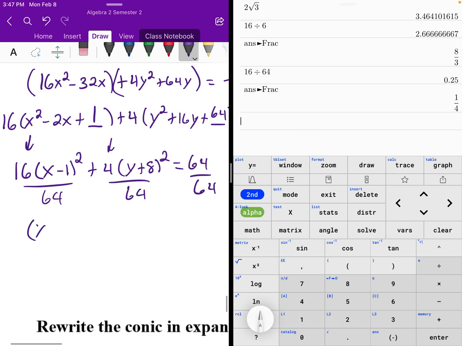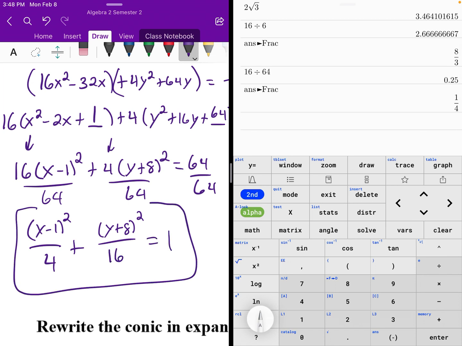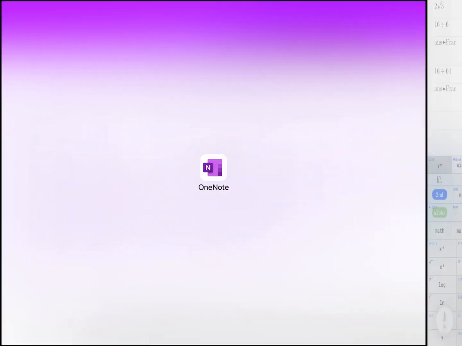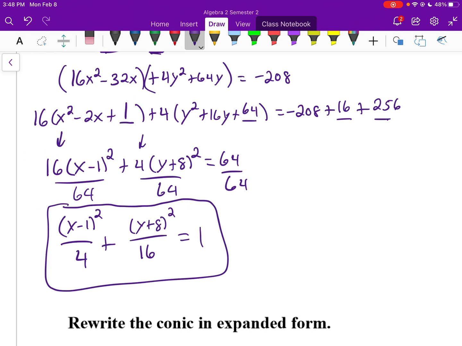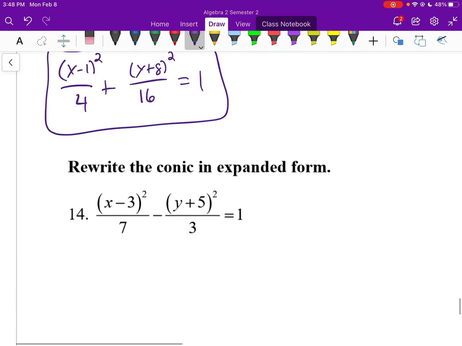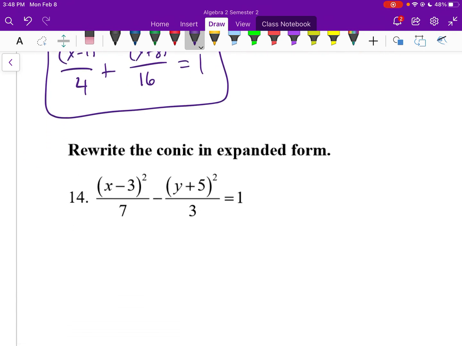So when simplifying that, that'll be x minus 1 squared over 4 plus, and if you do that same thing with the other one, it'll be y plus 8 squared over 16, and that's equal to 1. So, expanded versus standard: you are completing the square twice, unless it's a parabola. Okay, so now rewriting the conic in expanded form.